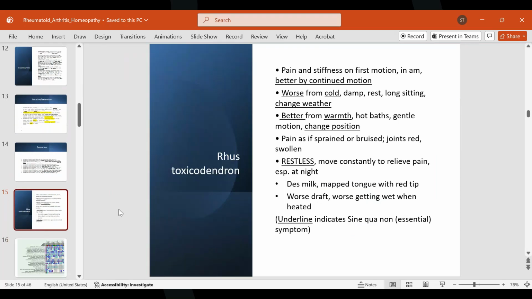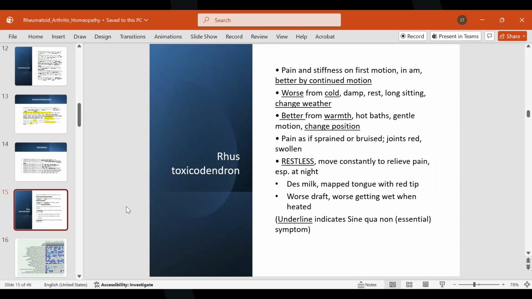So let's talk about a few remedies. Rhus tox. I've underlined certain symptoms. These are the sine qua non symptoms. If you've ever used a repertory, you know when you repertorize, you end up with a list of symptoms from the patient. Okay, I have a list of symptoms. And then the repertory gives you a list of remedies, and then they cover to a different degree.